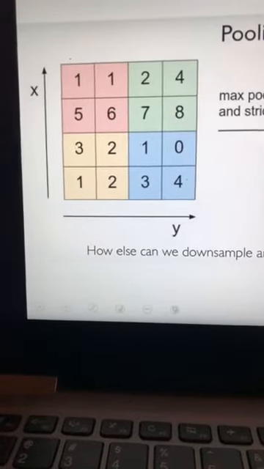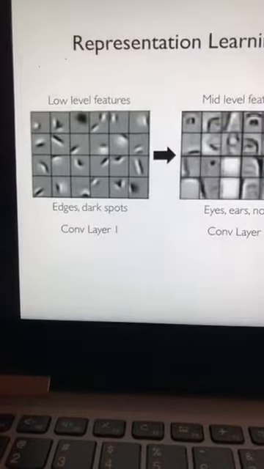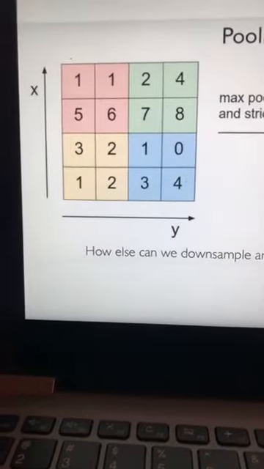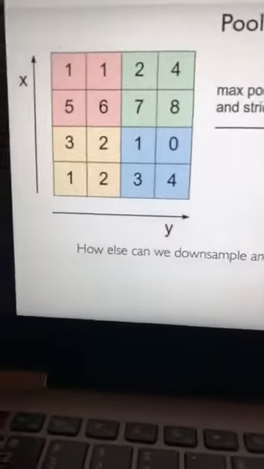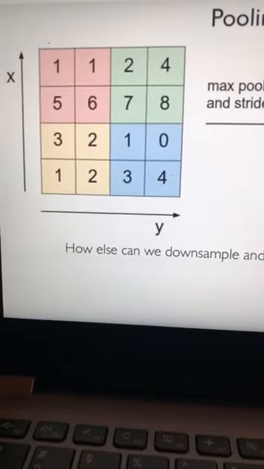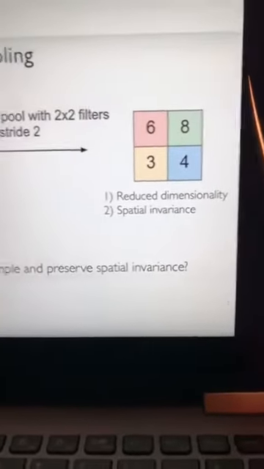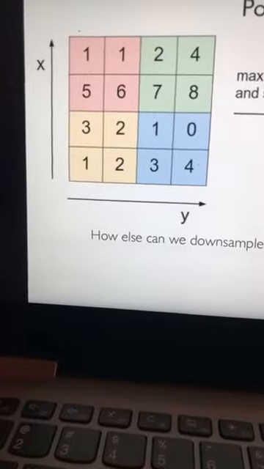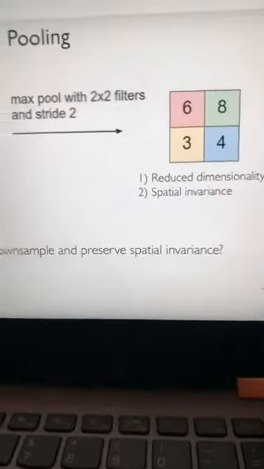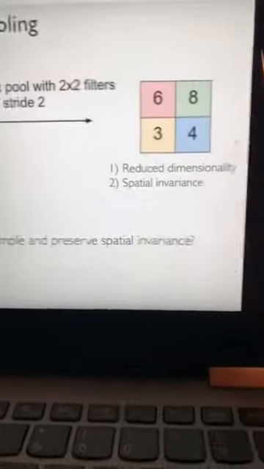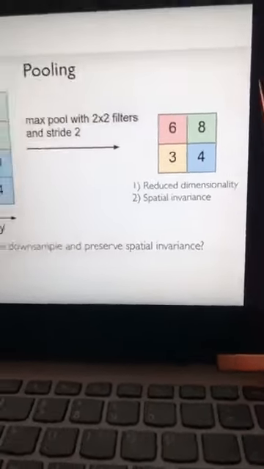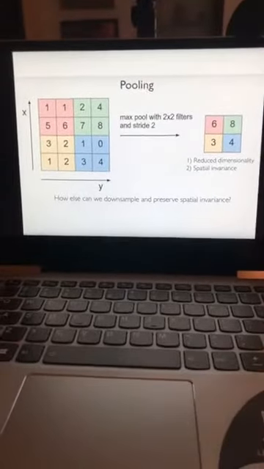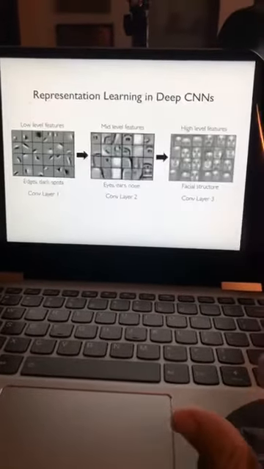The second method is that you take the maximum of these. You take the maximum of these 1, 1, 5, 6. What is maximum? 6. So you take 6. In the green block, it is 2, 4, 7, 8. What is maximum? 8. So you take 8. Then you have 3, 2, 1, 2. What is maximum? 3. So you take 3. And then you have 1, 0, 3, 4. So you have 4. So this is a reduced, a decimated image. So you find a decimated image by the operation of pooling. Pooling will give you a decimated image.